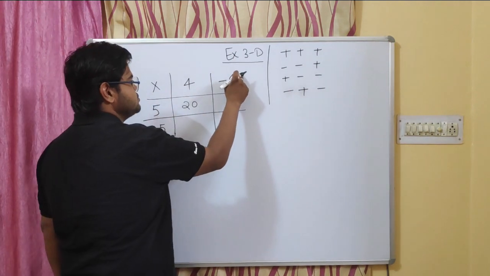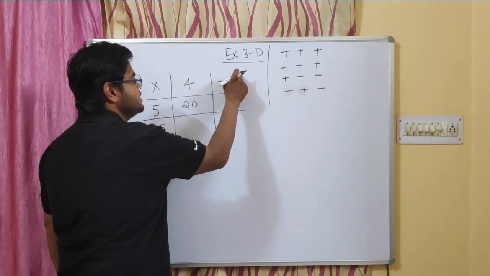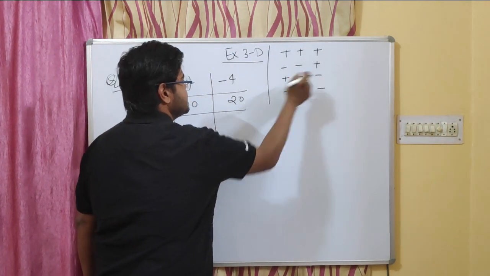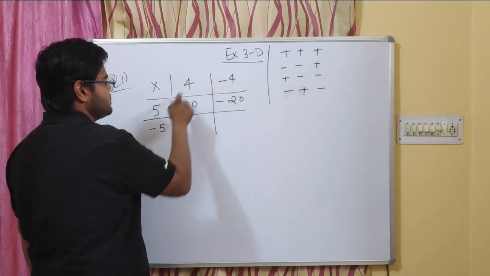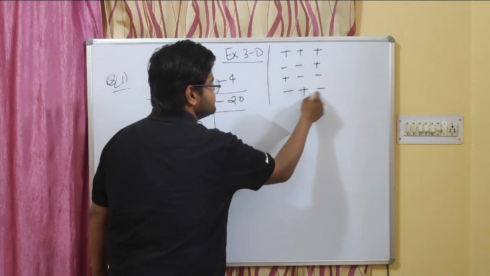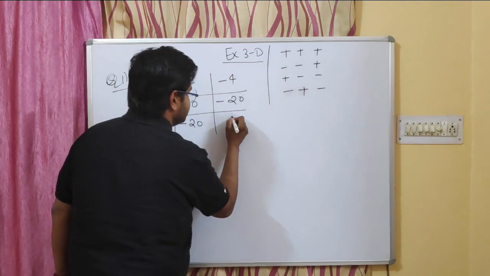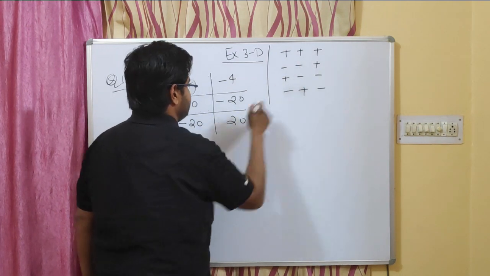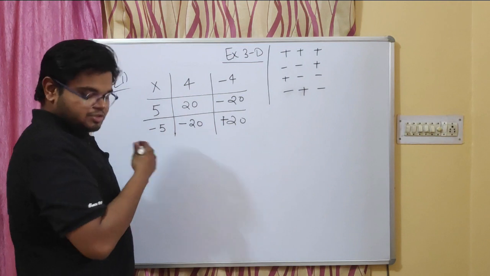5 into minus 4, there is a plus sign here, there is a negative sign here. So 5 into 4 will be 20, and plus minus is minus. Similarly, minus 5 into 4, 5 into 4 will be 20, and minus plus will be minus. 5 into 4 again 20, but here minus 5 minus 4, so minus minus we have plus 20. Okay, so this was the first part.